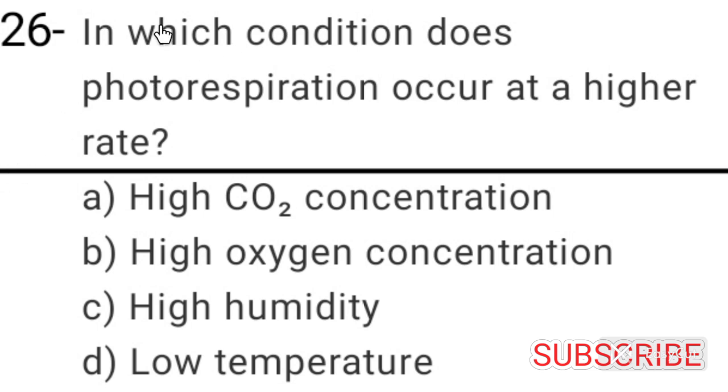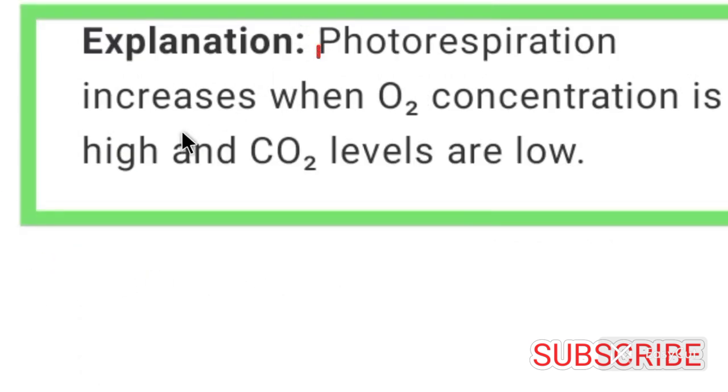Now come to question number 26. In which condition does photorespiration occur at a higher rate? Answer is option B, high oxygen concentration. So photorespiration increases when oxygen concentration is high and CO2 levels are low. Photorespiration कब increase होगा? जब oxygen की concentration high होगी और CO2 का level low होगा.